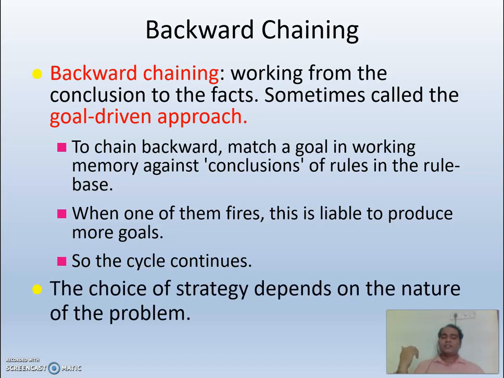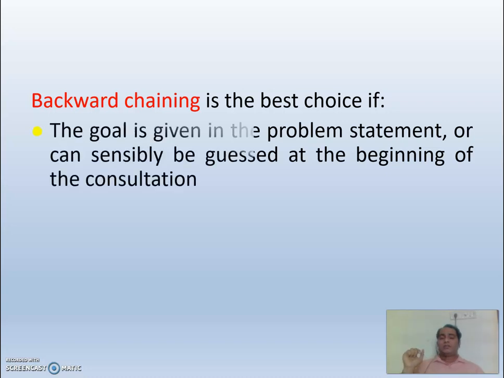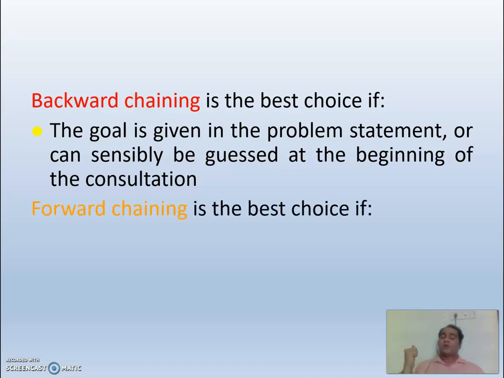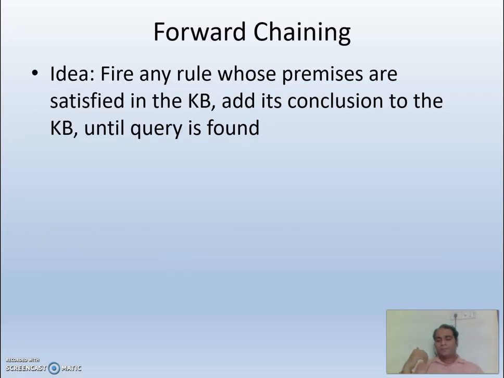The choice of strategy depends on the nature of the problem. Either you can go for backward chaining or forward chaining. Both are good enough, but the choice depends on the problem. Backward chaining is best when the goal is given in the problem statement, or can sensibly be guessed at the beginning of the conclusion. If the goal is clear, then you can go for backward chaining. Forward chaining is best when all the facts are provided with the problem statement, then using the facts you can go to the goal.